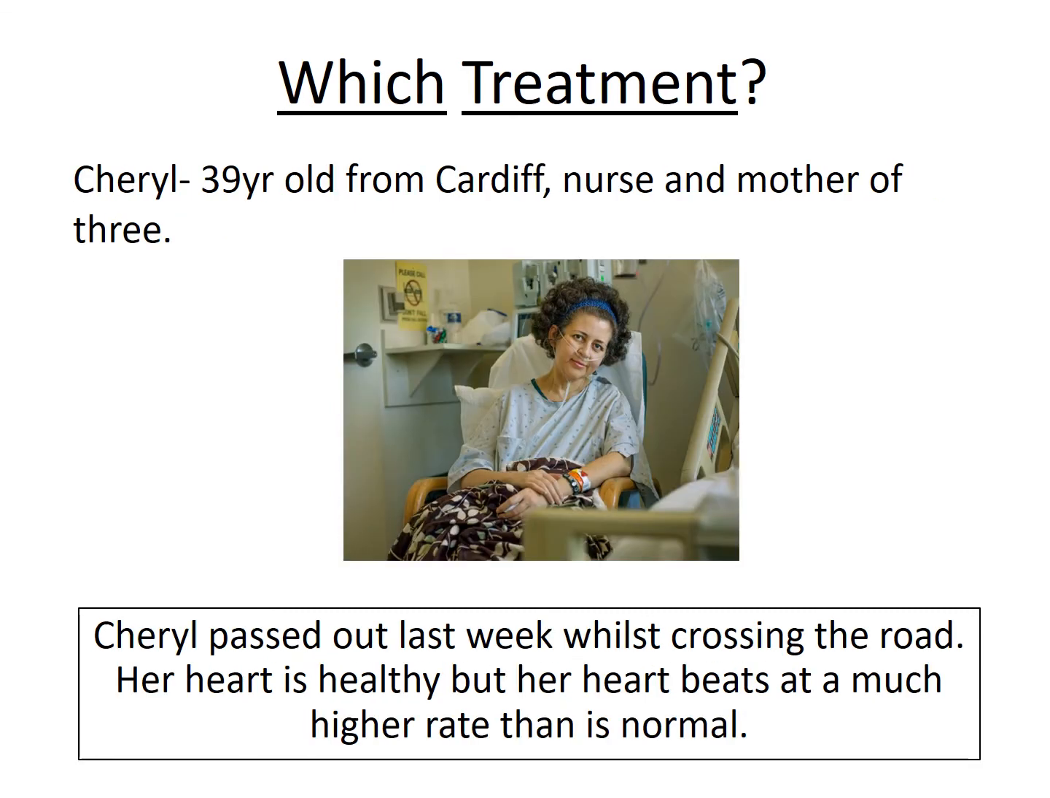Right, next up we've got Cheryl, and Cheryl is 39, she's from Cardiff, she's a nurse and has 3 children. Cheryl passed out last week whilst crossing the road. Her heart is healthy, but her heart beats at a much higher rate than is normal. So what would you suggest is the best treatment for Cheryl and why?